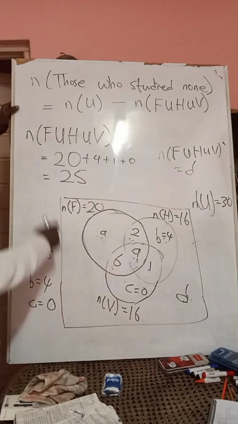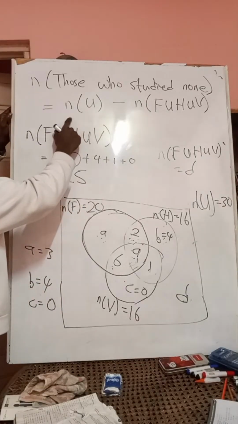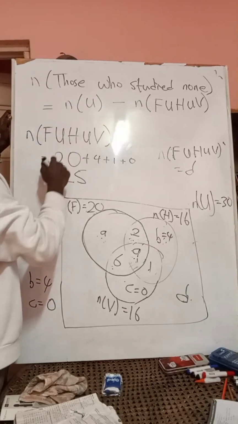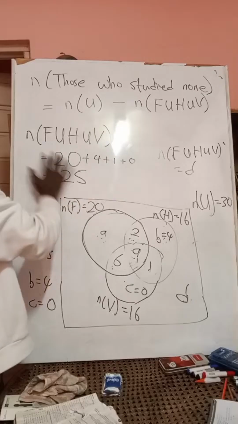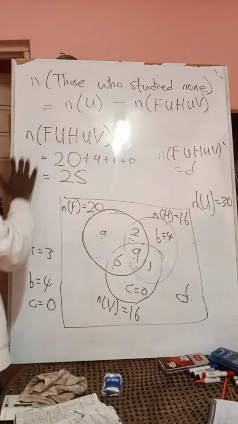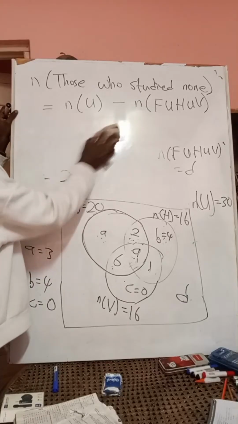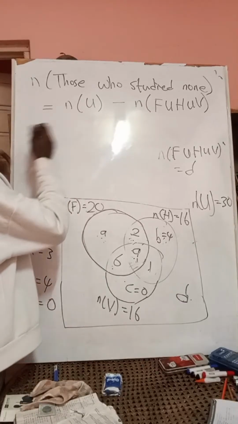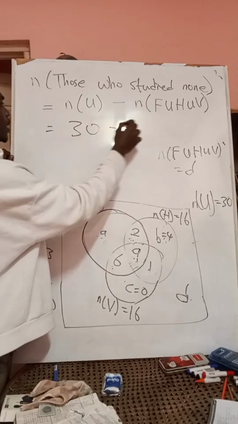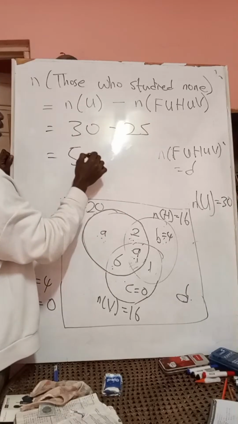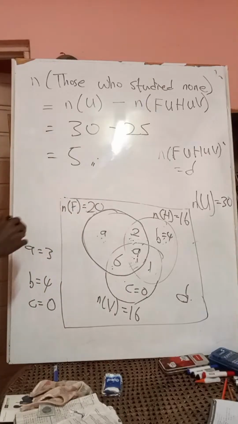Then you deduct this one from what? The U, right? So here you are finding those who studied none. So you deduct this one from the U. You can solve this one somewhere else, then come and continue with this one. So you got 25. So we can say it's equal to 30 minus what? 25. Letting us get this one as what? 5. Here it is. That's all.